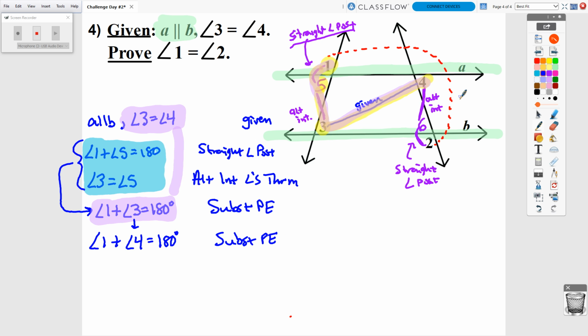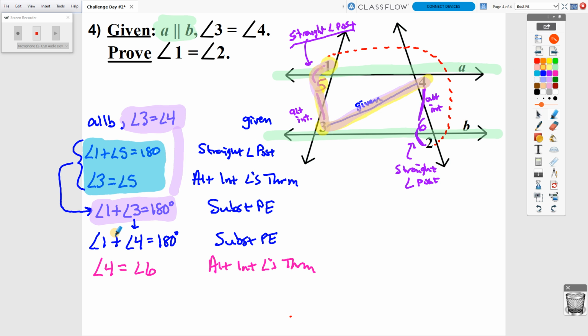All right, next up, now we got to go talk about 4 and 6. It's the next thing in our game plan here. So 4 and 6 were alternate interior. They're equal to each other. Why? The alternate interior angles theorem. And so now we got to pause. We're going to do another round of substituting.